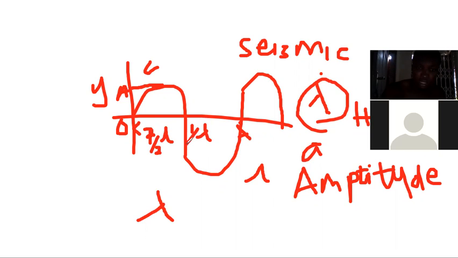I hope you know that. That's mathematics. So the whole of this is one wavelength, then half of this will be 1/4. 1/4 of the wavelength.